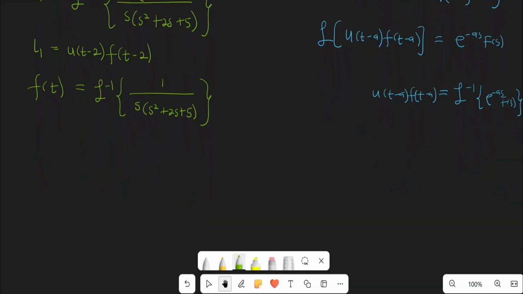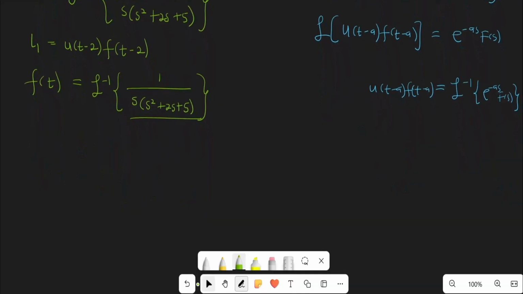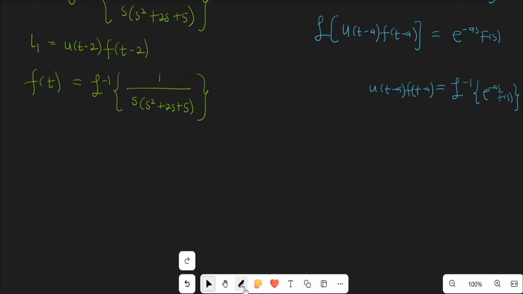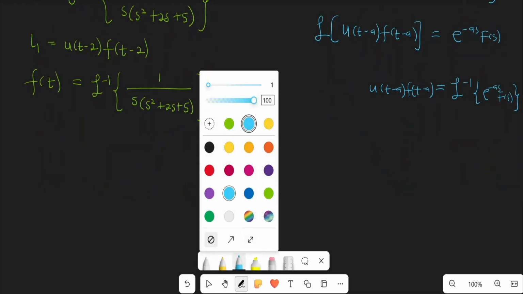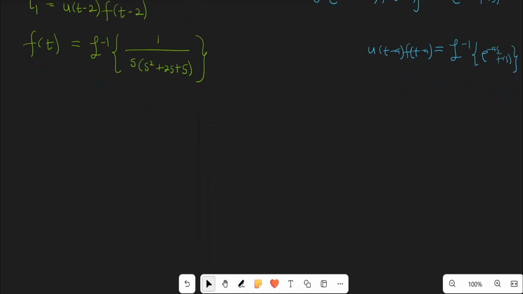All right. So now let's find the Laplace inverse of this. To find the Laplace inverse of that, we will have to use partial fractions to break this one down. All right, so let's do that. I always do partial fractions in blue. So 1 over s into s squared plus 2s plus 5 is equal to the partial fractions a over the first one, s, plus bs plus c, because the denominator is quadratic. That is s squared plus 2s plus 5.